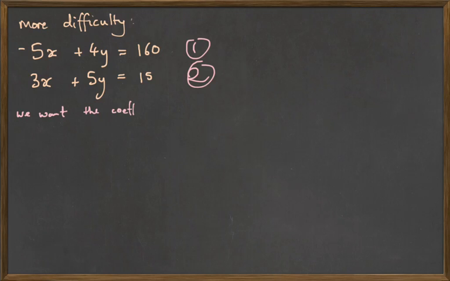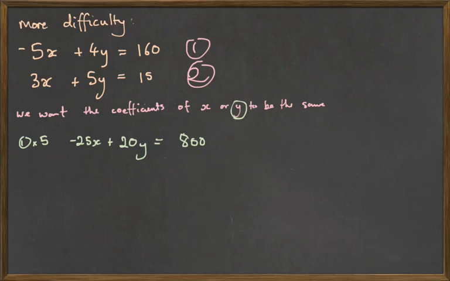So, what do we want to do? We want the coefficients of either x or y to be the same. By the same, I mean the numbers the same. It could be plus and minus. You can choose either the x's or the y's. In this case, we're going to do the y's. So how do I make the coefficients the same? Well, I take equation 1 and I times it by 5. This gives me minus 25x plus 20y equals 800. Now to make the coefficients of y the same, I could take equation 2 and I could times it by 4. So that gives me 12x plus 20y is equal to 60. Notice how the coefficients of y are both 20.